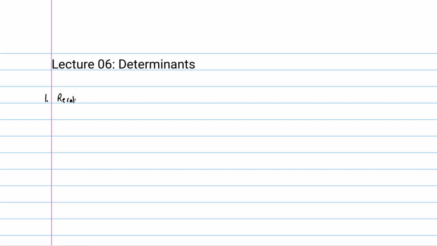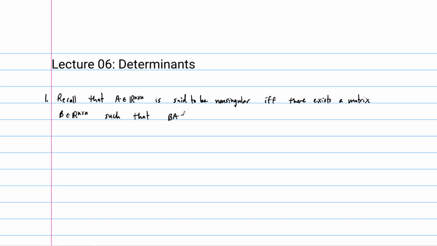Let's start by recalling the definition of a non-singular matrix. Recall that a matrix A in R^(n by n), so a square matrix, is said to be non-singular if and only if there exists another matrix in the same space, let's name it B, such that B times A is equal to I, the identity matrix in that n by n space of matrices. It turns out that A times B must also equal I, but the definition is that B times A must equal I. All right?